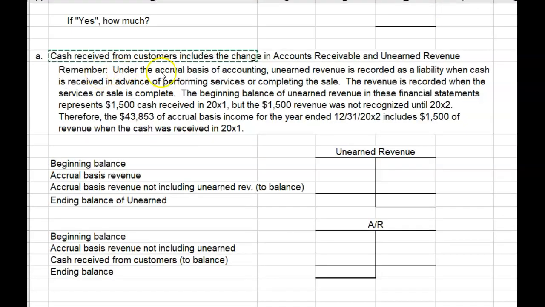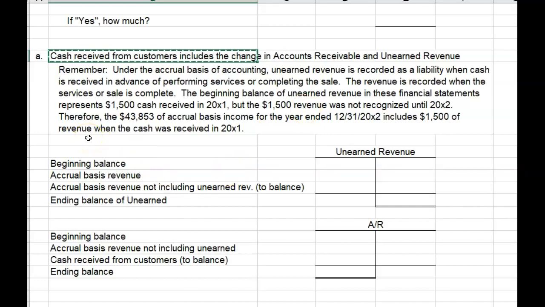Remember, under the accrual basis of accounting, unearned revenue is recorded as a liability when cash is received in advance of performing services or completing sales. The revenue is recorded when the service or sale is complete. The beginning balance of unearned revenue in these financial statements represents $1,500 of cash received in 20X1, but the $1,500 of revenue was not recognized until 20X2.